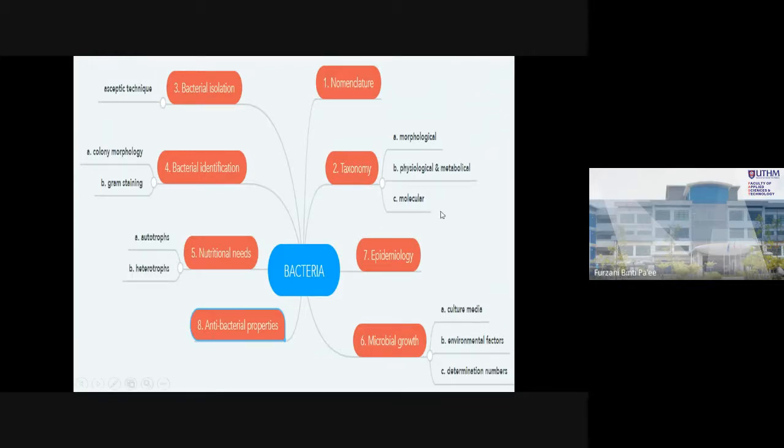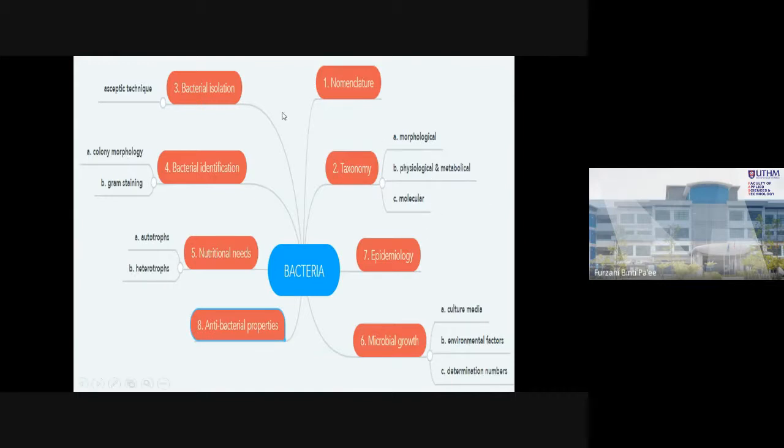So the first one, we're going to have a look at the nomenclature, or the naming system, on how to write down and how to know whether this is a bacteria or not. The second one is on the taxonomy. For the taxonomy level, we're going to look at the morphological characteristics, the physiological and metabolic characteristics, and also the molecular analysis or molecular characteristics.